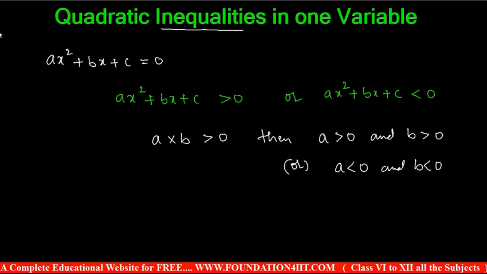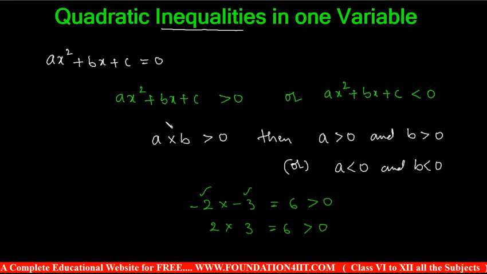Let us see an example. Take minus 2 into minus 3. This is nothing but plus 6. If both are negative, it is also positive, because minus into minus is plus. So 6 is greater than 0. Even 2 into 3 is also 6, that is also greater than 0. If both are negative or both are positive, then the product is greater than 0.